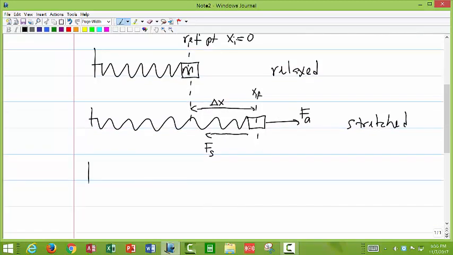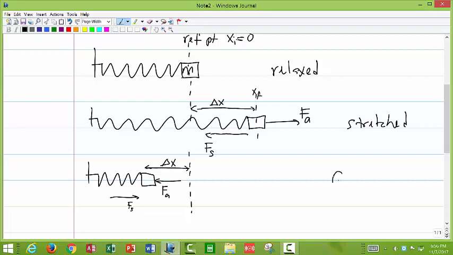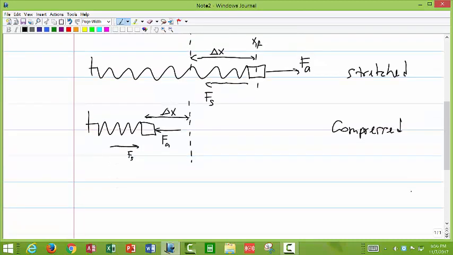And then we can do a compression. Again, this is our reference point, and we've compressed it the same amount, let's say delta X. This is the applied force to compress it, and the spring applies a force the other way, Fs, like that. So this is compressed. We can look at some of those scenarios, so we can apply Newton's third law.